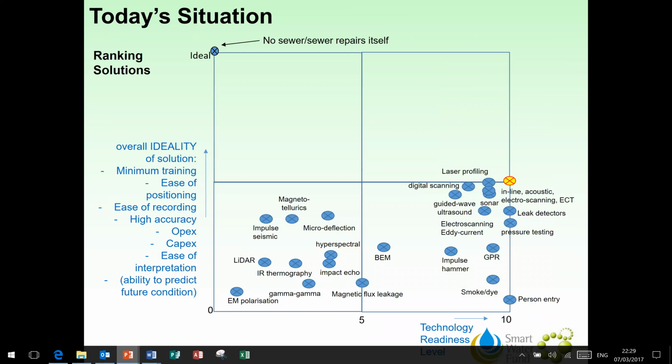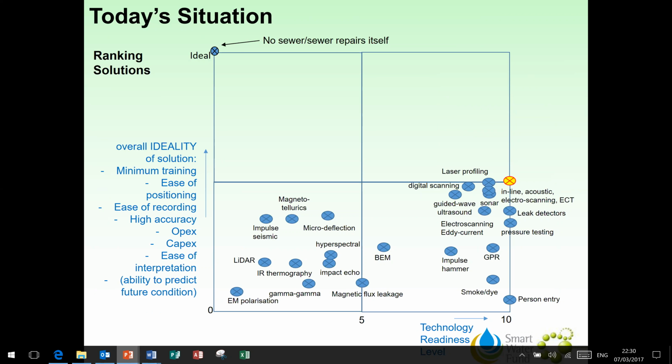So obviously on the right-hand side, things like leak detectors, pressure testing, and sticking a person into the sewer are off the shelf, and so they score 10, but in terms of their idealness, they are inferior. That was the judgment made relative to Panorama. So right at the bottom, on the right-hand side, is the person entry. It's good from a lot of perspectives in terms of accuracy, with the person in there, but of course you've got the expense of putting the person into the sewer, and that's the thing that really caused it to go to the bottom of the scale.